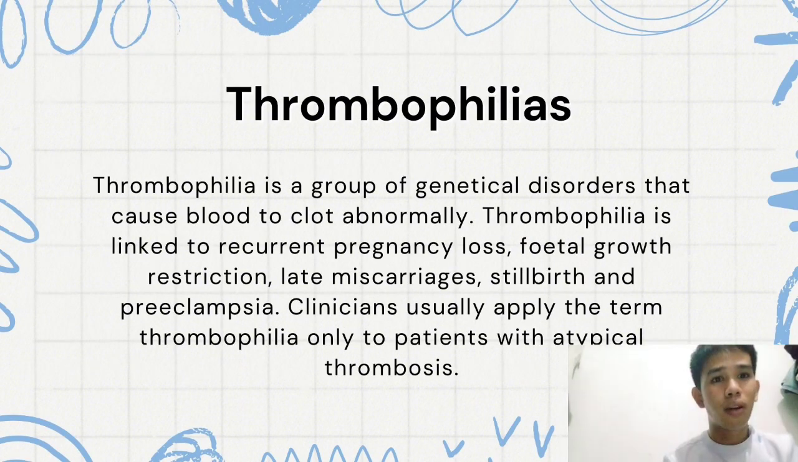So the next type of hematologic disorders in pregnancy is the thrombophilias. So thrombophilia is a group of genetic disorders that cause blood to clot abnormally. Thrombophilia is linked to recurrent pregnancy loss, fetal growth restriction, late miscarriage, stillbirth, and preeclampsia. Clinicians usually apply the term thrombophilia only to patients with atypical thrombosis.